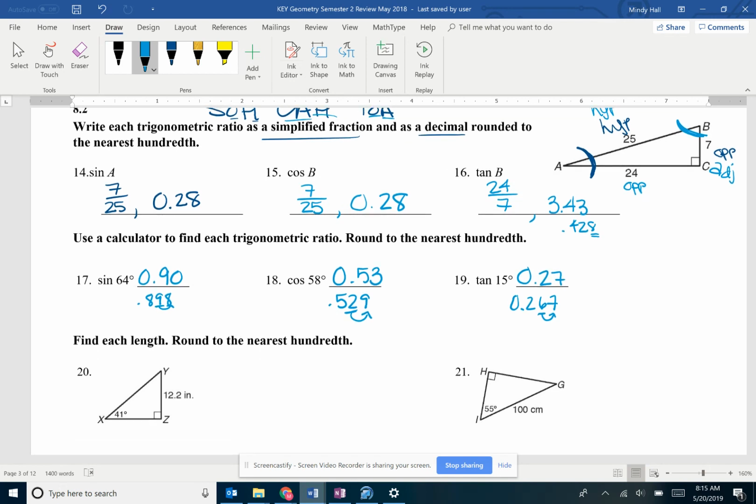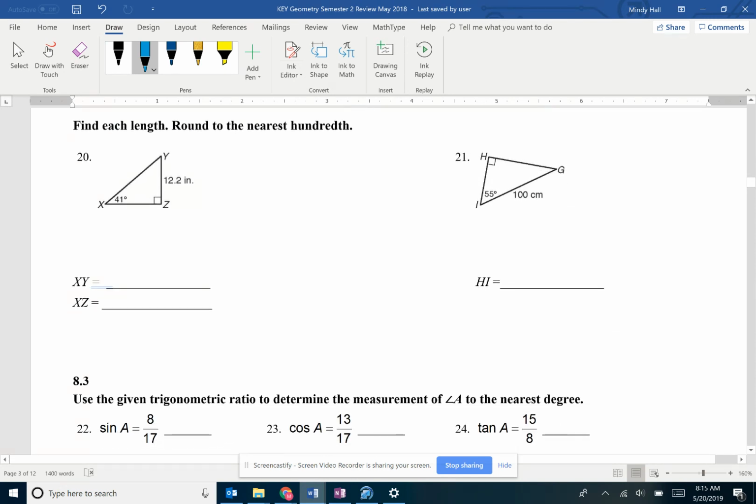All right. So for number 20, we want to find the missing lengths. Technically, once you know 2 of them, you can use Pythagorean Theorem. However, I would recommend just using trig because then you don't have any rounding issues or anything like that.